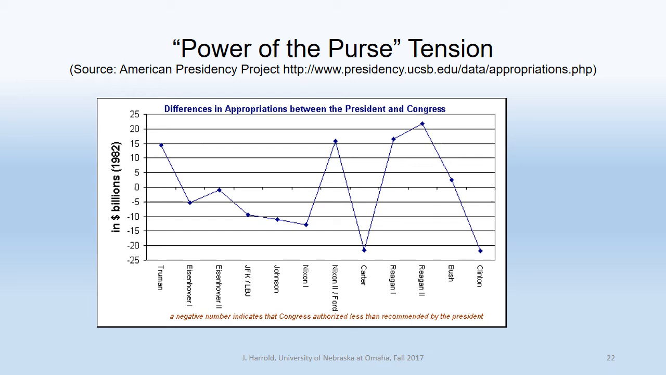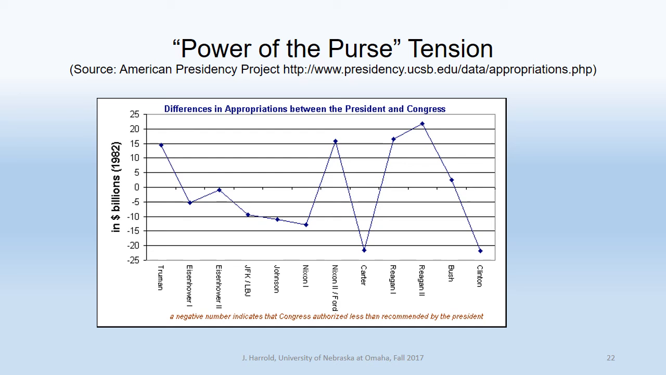So there's a zero right in the middle of this graph, and that would represent a balance. That would mean that Congress went along with the president's budget exactly. If it's above zero, that means Congress put more money in the budget than the president wanted. If it's below zero, that means Congress put less money in the budget than the president wanted. So you see at various times, the Truman administration, later years of the Nixon administration, even in the Reagan administration, Congress actually put more money in the budget than the president wanted.